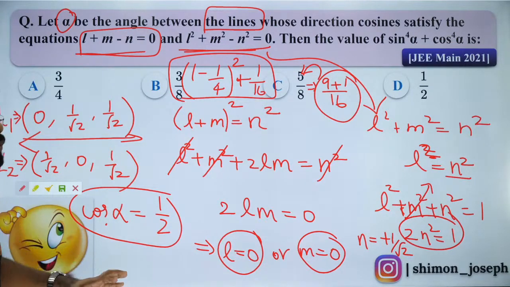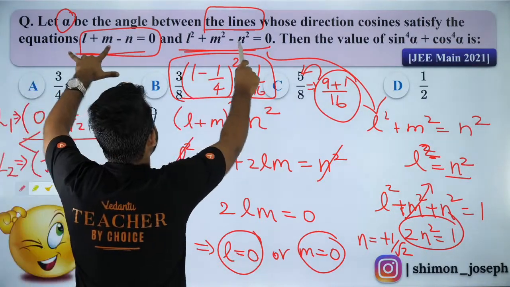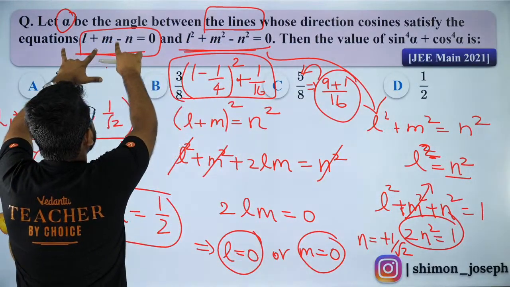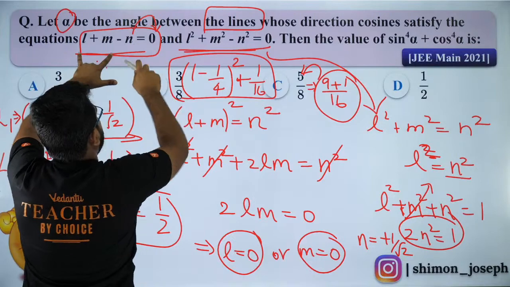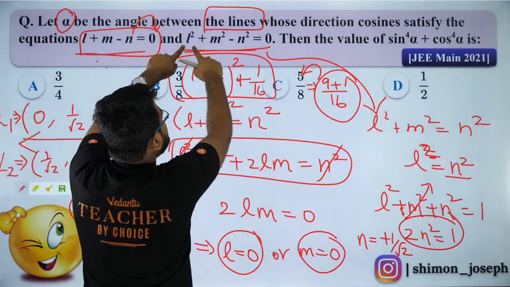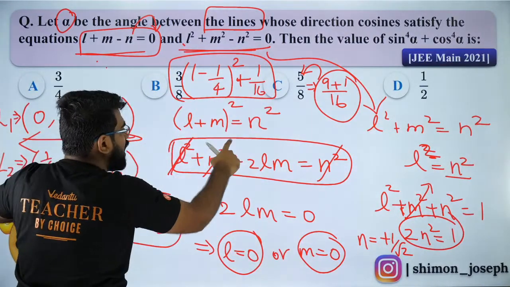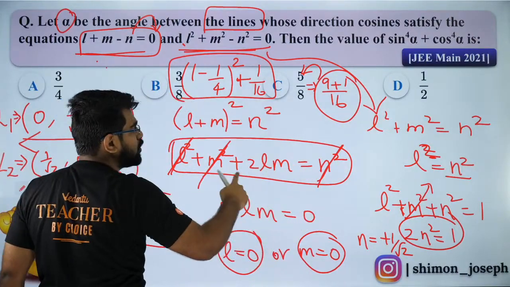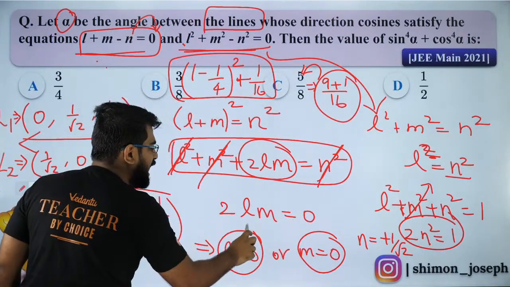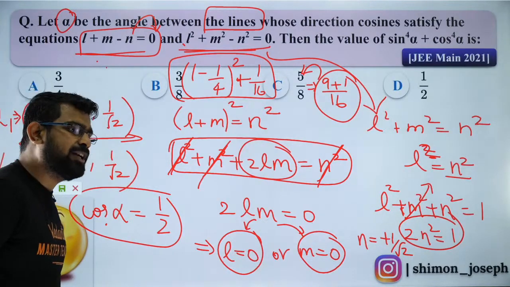Okay, so let me summarize quickly. First, I used these two relations and got a very nice observation. If I take n to the other side and square it, I will get this relation. Now, from the second relation, we know l square plus m square is equal to n square. So that will be 0. That means this product 2lm is 0, which means either l is 0 or m is 0. Did you get it? Very good.